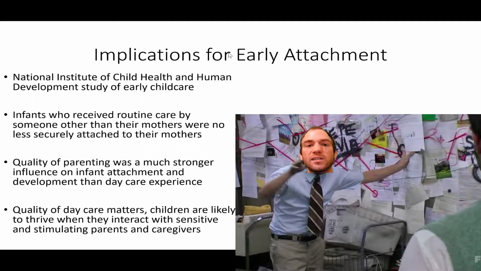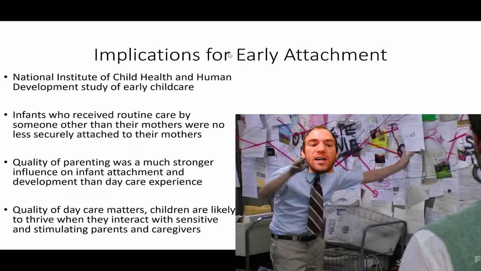So the idea here is looking at the impact of daycare on attachment. Basically, what this large study found is that infants who receive routine care from people other than their mothers are not less securely attached to their mothers. This makes sense given other cross-cultural studies that we just covered, wherein often entire communities are raising a child rather than, in this case, a mother, or a mother and father, or just parents in general.